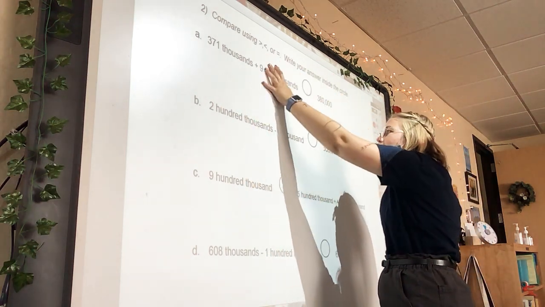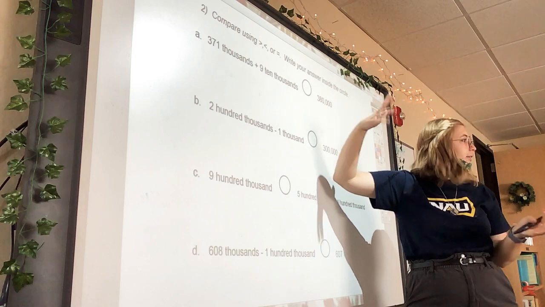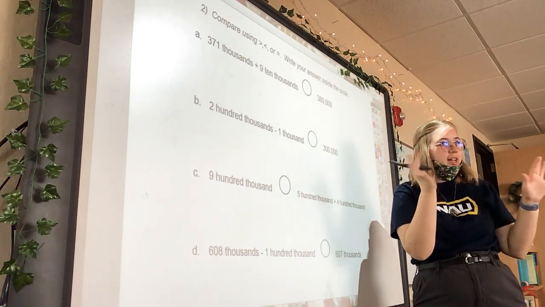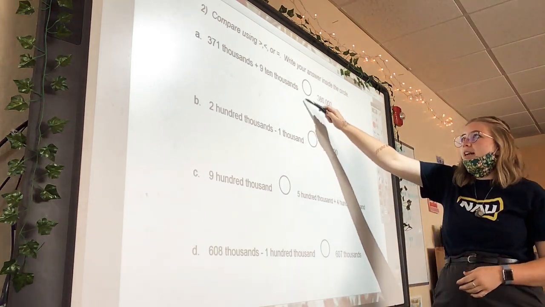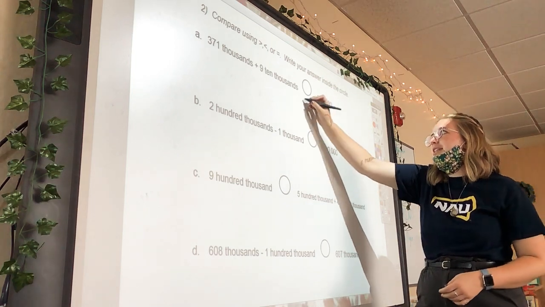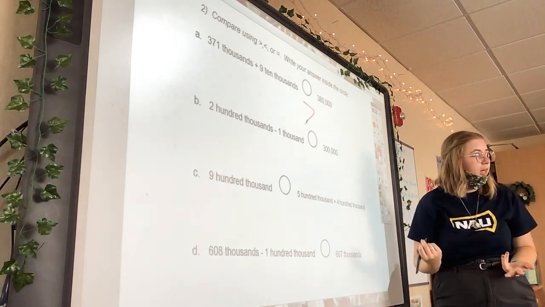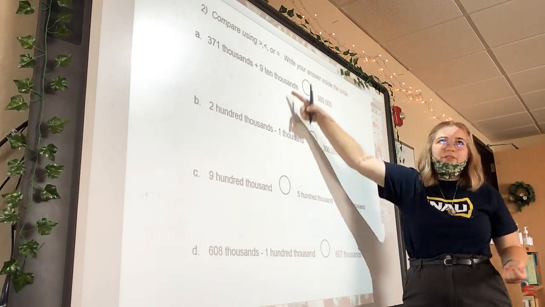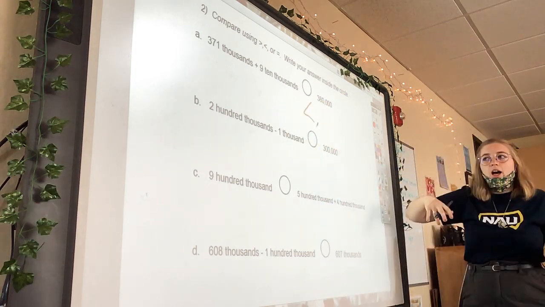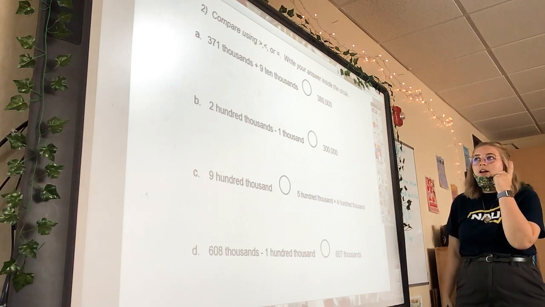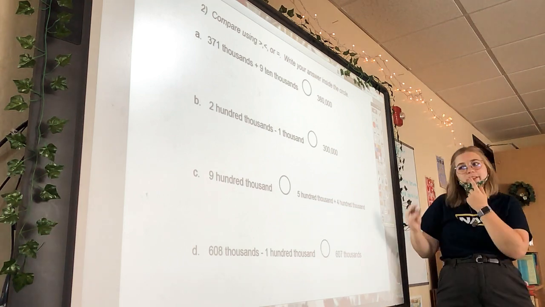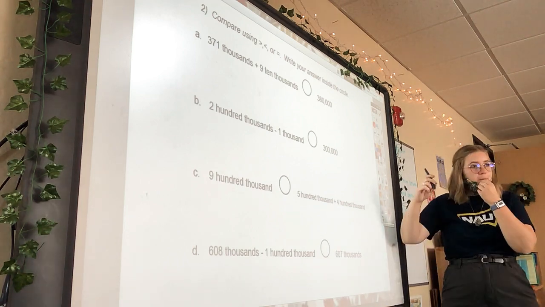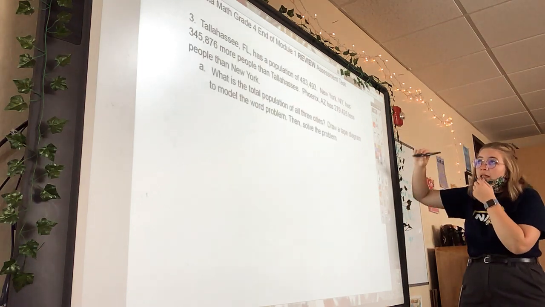So if the one on the left is bigger, I don't know if that's true for A. I haven't looked at A, okay? So this is just an example. But let's say on A, this one was bigger than this one, you would need to put a greater than symbol, right? It wouldn't make sense to say like less than, right, if that one's greater than, okay? Any questions on 2A through D? No. Okay, pretty straightforward, I would say, on that one.